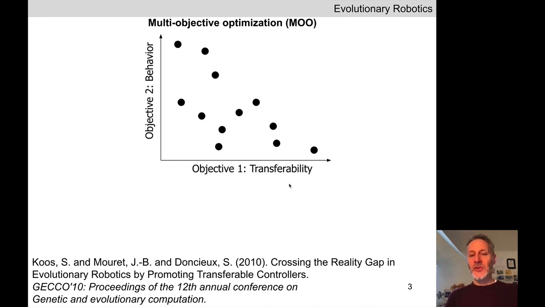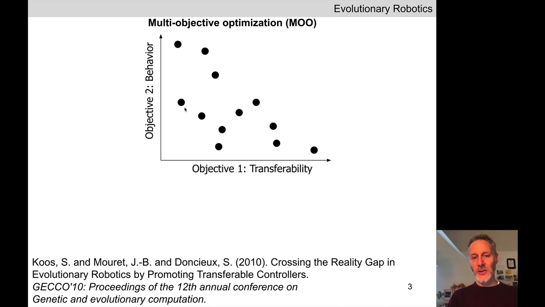The way we choose which ones are to be deleted in a multi-objective optimization method is to find all of the controllers which are dominated. What do we mean by dominated? A dominated solution is one in which there is at least one other controller in the population that is better at both objectives. For example, if we look at this controller down here, we see this controller here is more transferable. It's further to the right than this one.